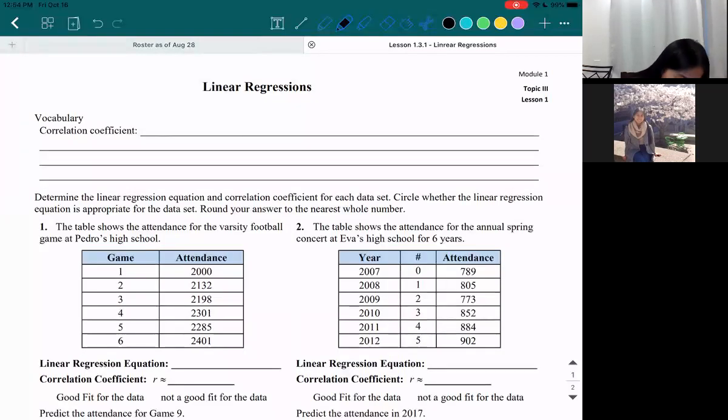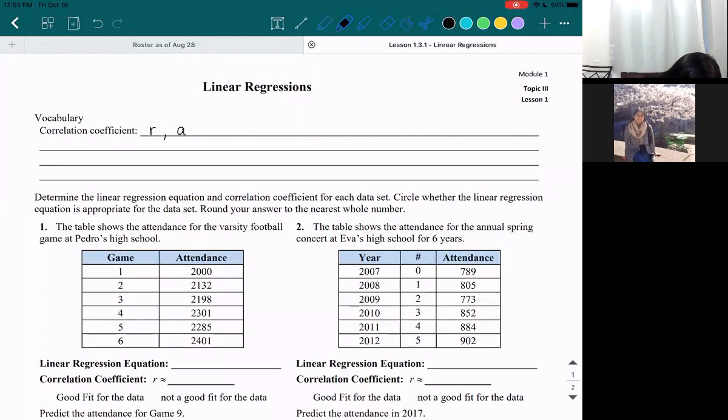All right, so we're starting with lesson 1.3.1 on linear regressions. Let's start off with this definition for correlation coefficient. So the correlation coefficient is represented by the variable r, okay? And here's the definition for it.